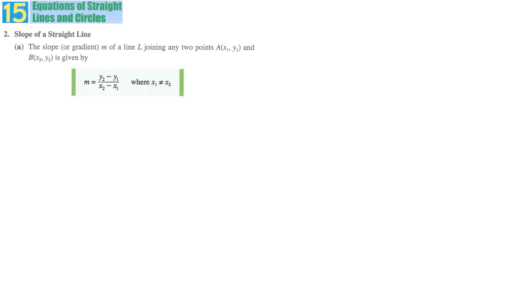In coordinate geometry, one of the very important components is the meaning of slope. What does slope mean? The slope is the measure of steepness. That means the slope value will show us whether a line is really steep, relatively flat, or totally horizontal. Slope 1, slope 2, slope 3 here.